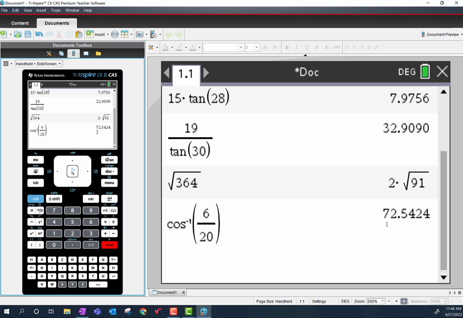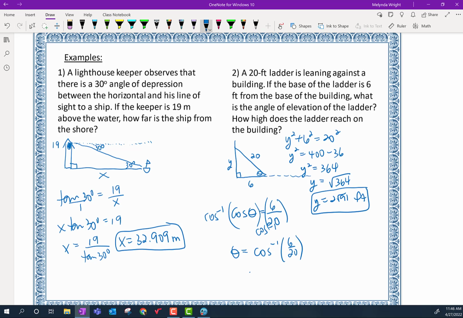So it is 72.542 degrees, because see, we're still in degree mode. So let's go back over here. So our angle measure, our angle of elevation, is 72.542 degrees. All right, and there is right triangle trig.